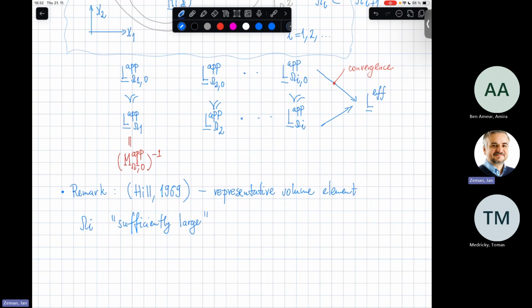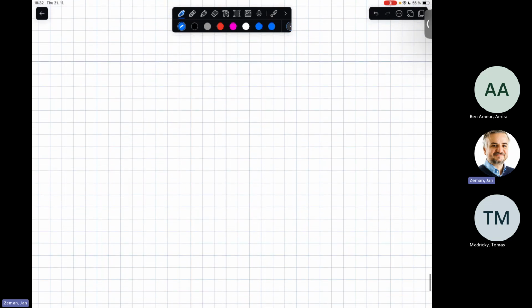So now, to understand how this all eventually fits together, I need to present the final part of this very long lecture, which I decided to call Principles of Upscaling or Homogenization. Principles of upscaling, or also the term which is nice and I like it, the so-called scale transition.